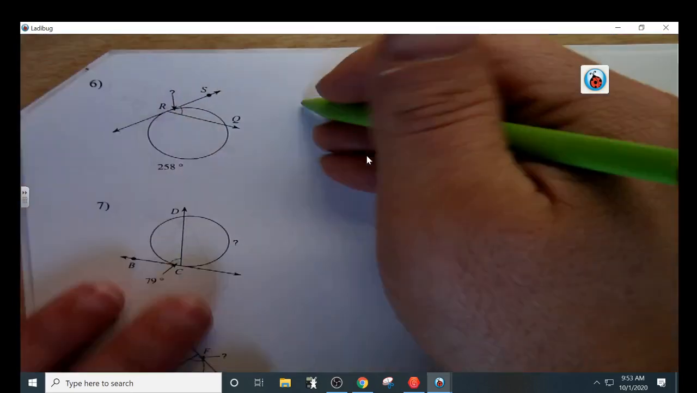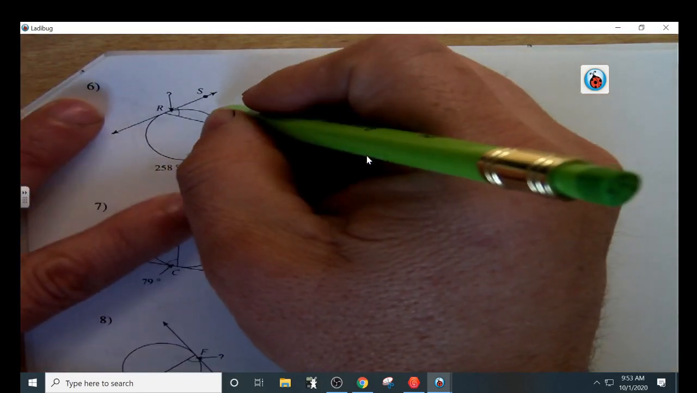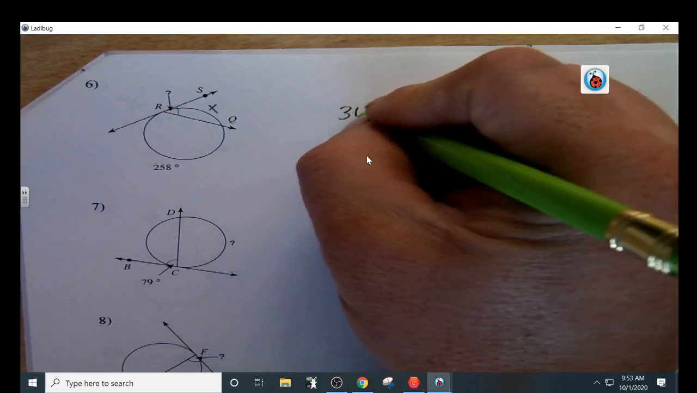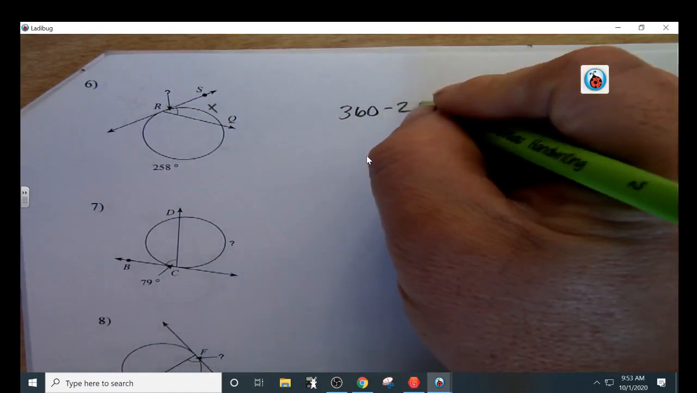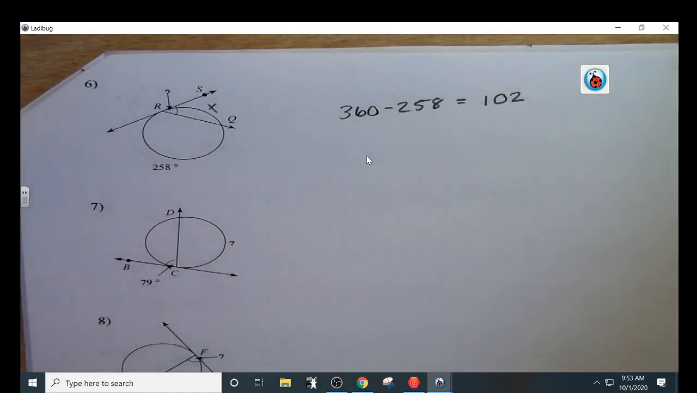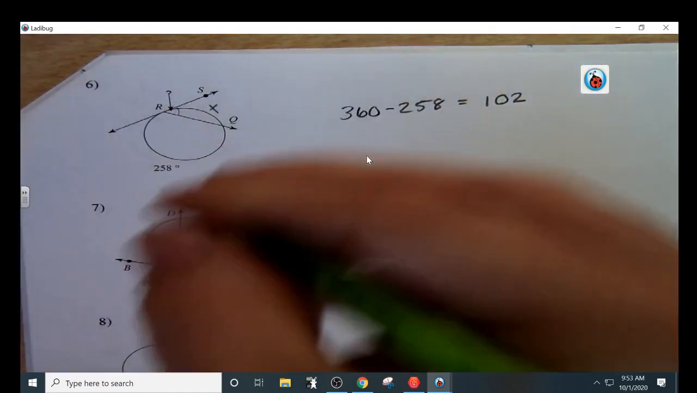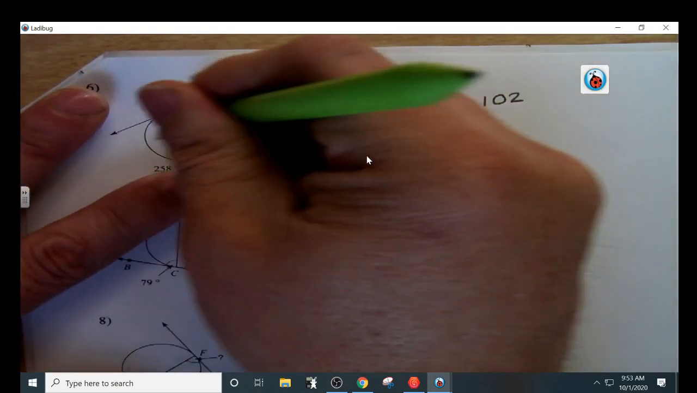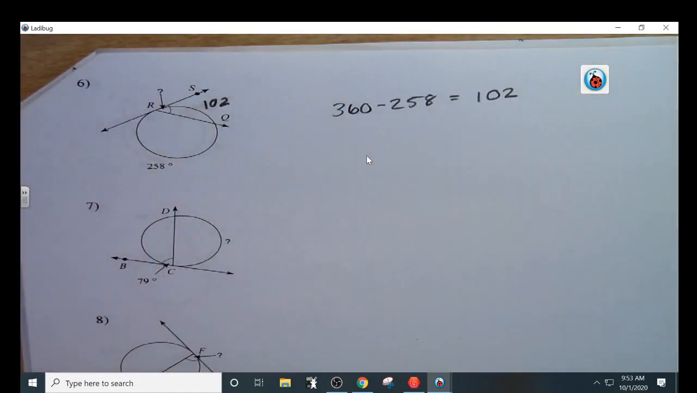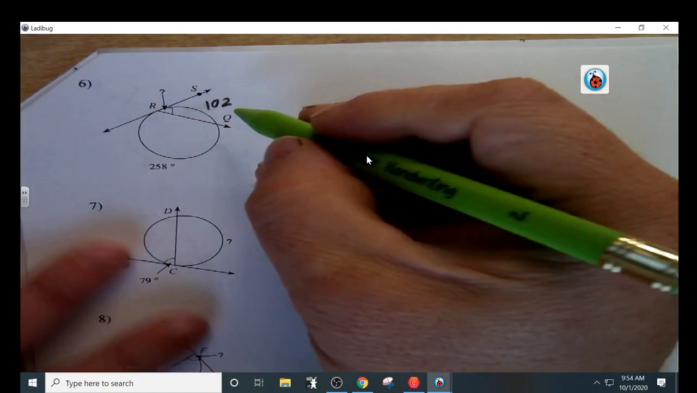All right. So we got, guys, this part right here, that part right there, that x. To get it, we're going to do 360 minus 258. That should give us 102 there. Okay. So what that gives us here is 102.